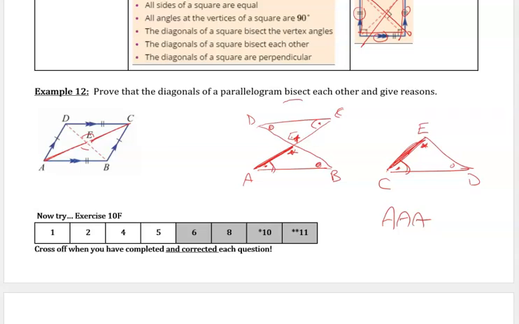And if we have congruent triangles, then we know that this length from A to E is going to be equal to this length from C to E. And we also can tell that, if we're in the mood, that from D to E is the same length as from B to E. So they are truly and properly bisected. There you go.